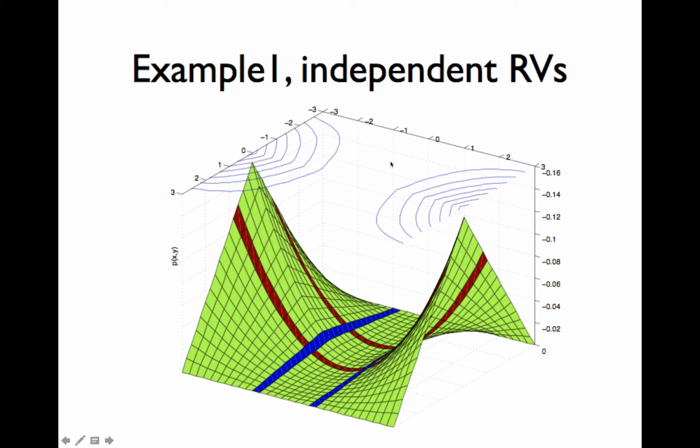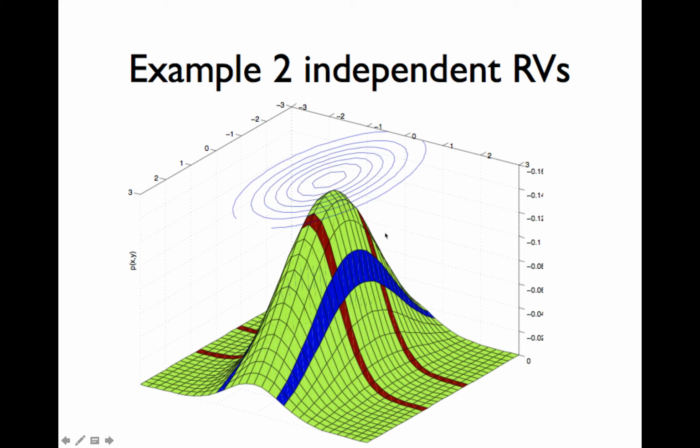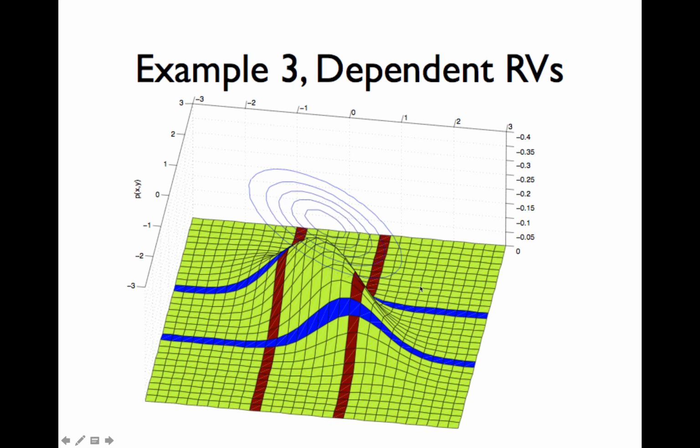Here we have a two-dimensional normal distribution where the x-axis and the y-axis are independent normal distributions. And so what we get is a distribution which, again, has covariance 0.